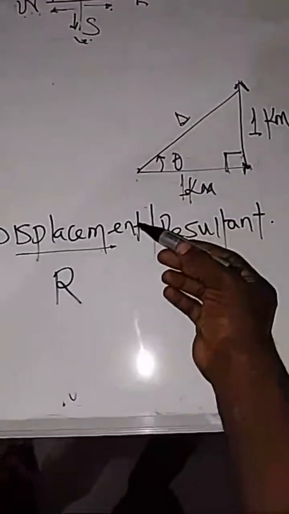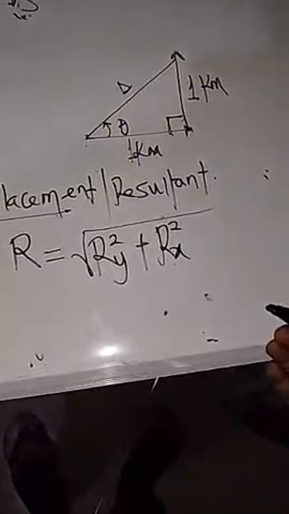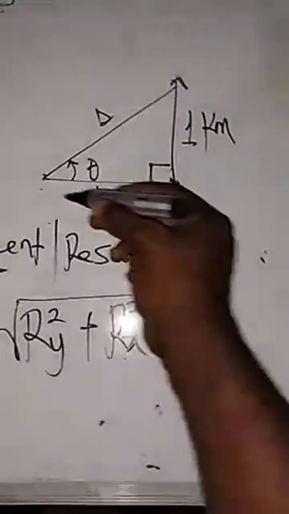Now, I will continue. So, I'm going to be representing my displacement with letter R. Why am I using R? Because displacement can also be called what? Resultant. And you know, class, when you have an angle 90, there is only one formula you can apply, and that is R squared equals RY squared plus RX squared. Now, Y is called vertical, X is called horizontal.